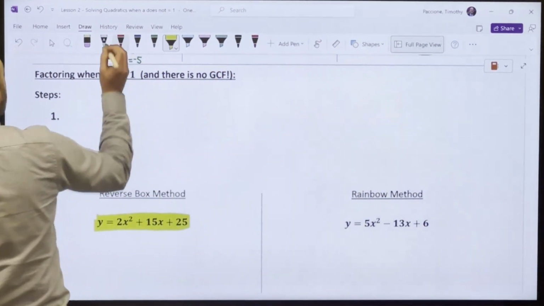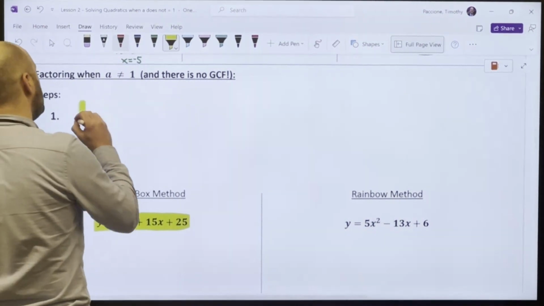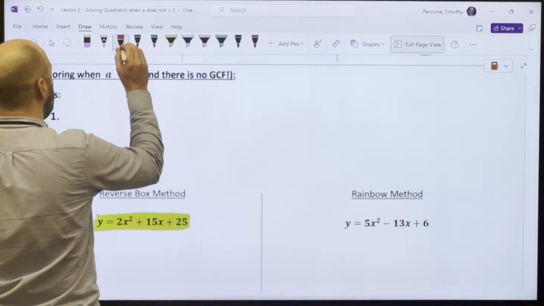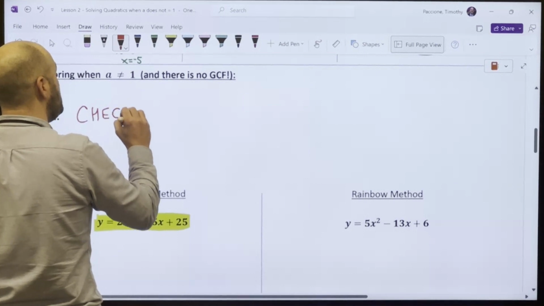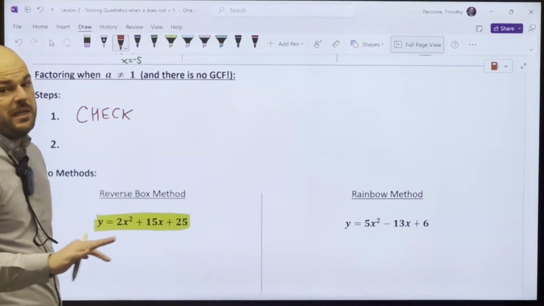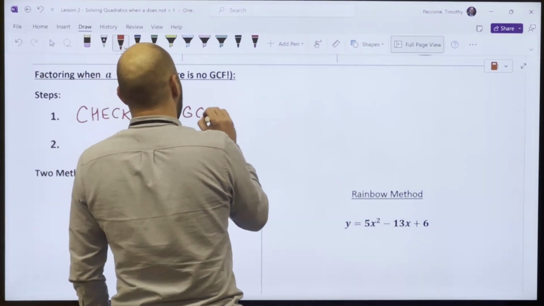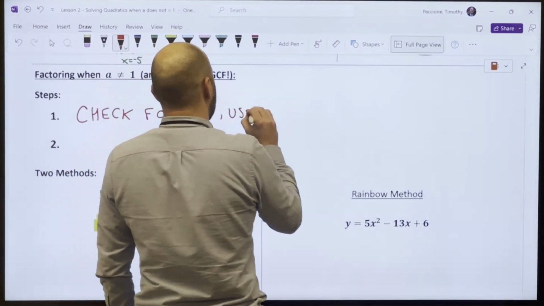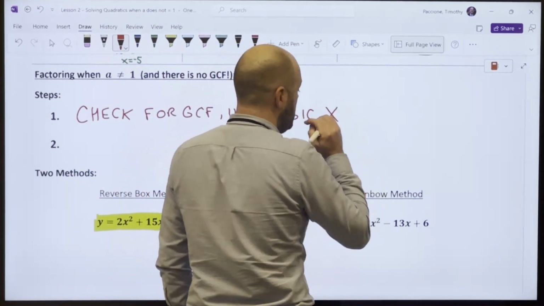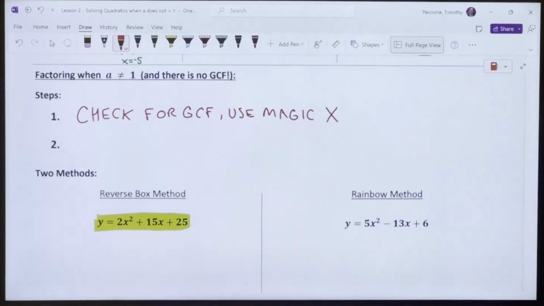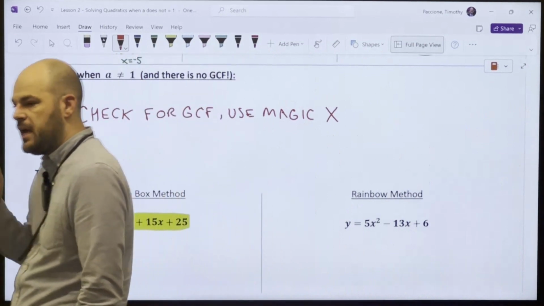Okay, so our first step, if a is not 1, is we check for a GCF. So first thing I want you to do is always check for a GCF, because I don't want you to have to do what we're about to do if you don't need to. Check for a GCF and use magic X if there is one. Like, that's your quickest way if you can do it. If you don't check for it, you might do a lot more work than you need to do, right? Unless you really love the things that we're about to do today, okay?